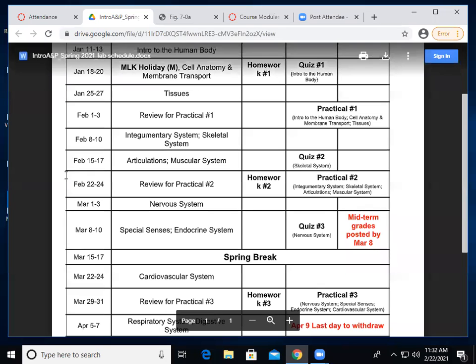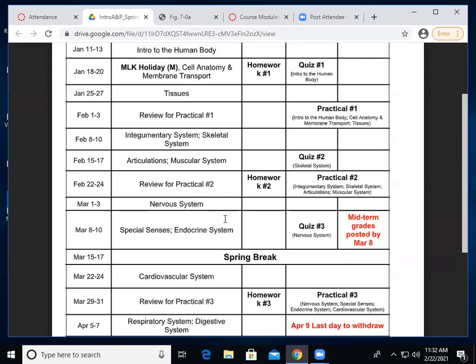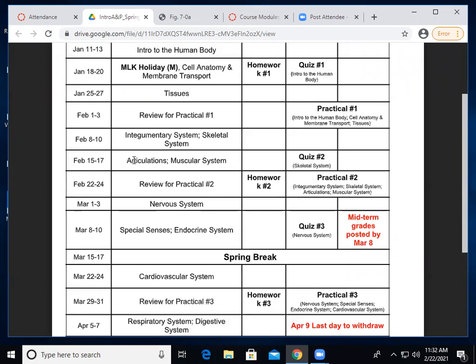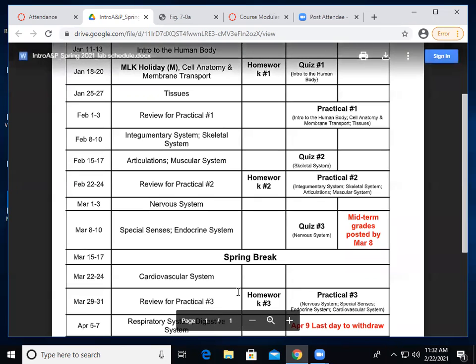All right, so we're in the week of February 22nd to 24th. So we're gonna have to augment the schedule. We're gonna go over articulations and muscular system today, and we're gonna go over nervous system on Wednesday. And then March 1st, you'll have a review for practical 2. And then your practical 2 will end up being on March 3rd. All right.